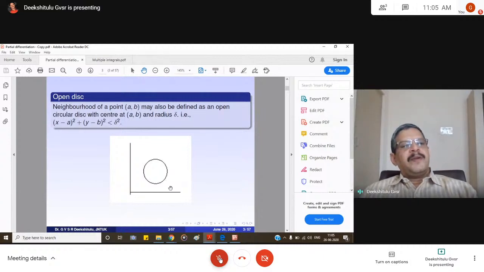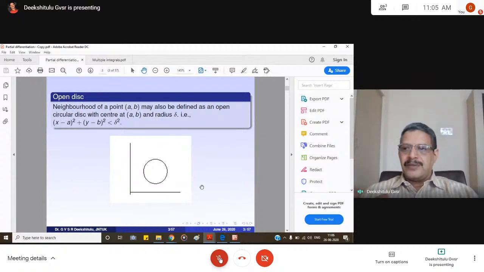Sometimes the neighborhood may be an open disk also. What we call an open disk means, you know that a disk is always circular in nature. Why we call this a disk is, it is a circular region in the xy plane. This is our x-axis, y-axis, and draw a circle at center AB. The neighborhood of a point AB may also be defined as an open circular disk with center AB and radius delta, that is x minus a whole square plus y minus b whole square is less than delta square. Inside, less than delta square, means points lying inside the circle, that is the region.